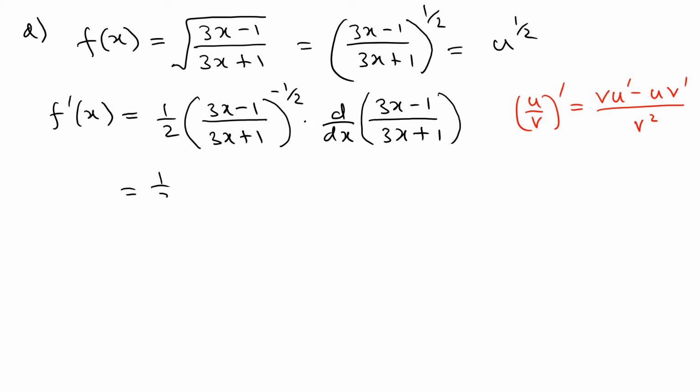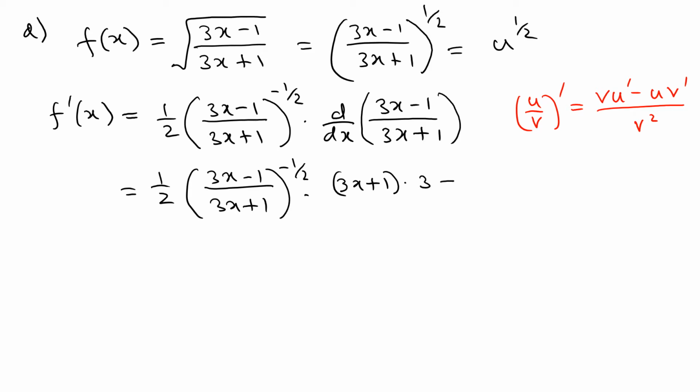So we have 1 half, and then (3x minus 1 over 3x plus 1) to the negative 1 half. We don't do anything there, and then take the derivative here. The v comes first, which means 3x plus 1 comes first, and then multiply by the derivative of u, which is 3, minus (3x minus 1) times the derivative of v, which is again 3, over v squared, which is (3x plus 1) squared.